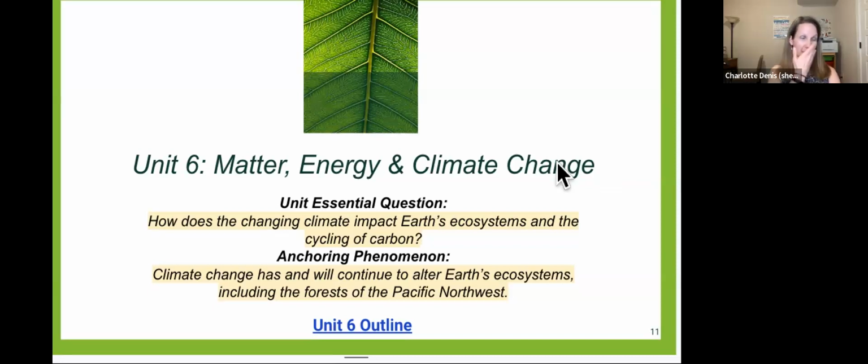So like I said, our topic today is matter, energy, and climate change. And the question that students are trying to answer by the end of this unit is, how does the changing climate affect or impact Earth's ecosystems and the cycling of carbon? And we look at this through, of course, the idea or the phenomenon of climate change altering our ecosystems, including the forests of the Northwest. And specifically, as you will see, we look at this through the lens of wildfire.